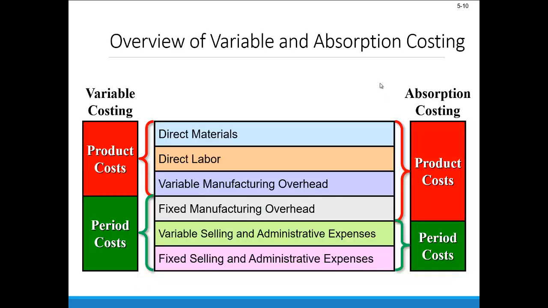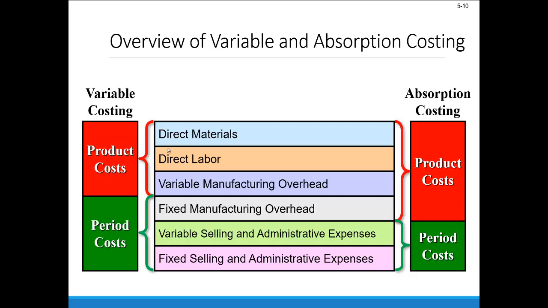So here's the quick summary of the main difference between variable costing and absorption costing. And by the way, absorption costing is what we've been using or assuming up to this point in this class. All product costs were all materials, labor, and overhead. Everything else was a period cost. Okay, so that's sort of just where we've been at to this point. Variable costing is new, and as the name implies, it only treats variable costs of production as product costs.